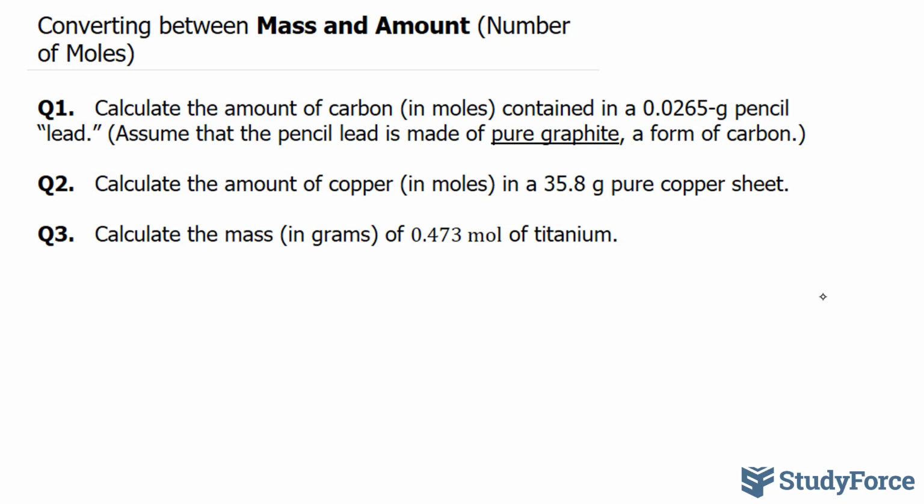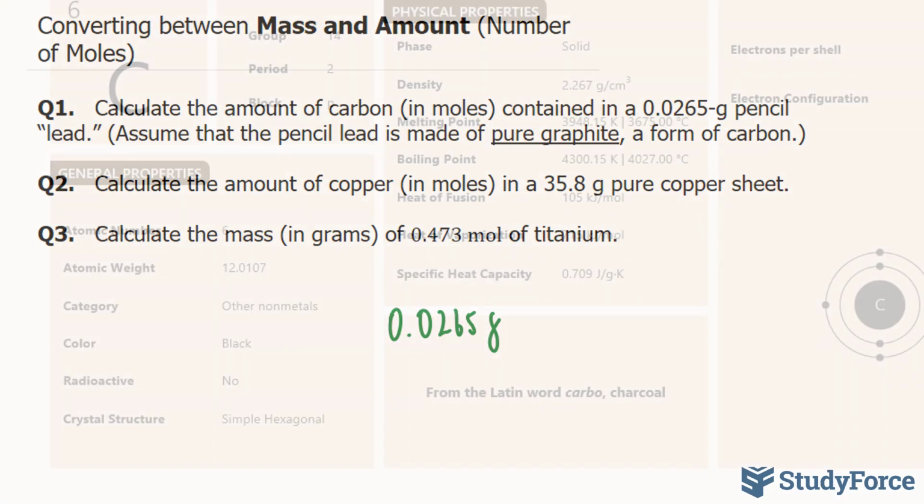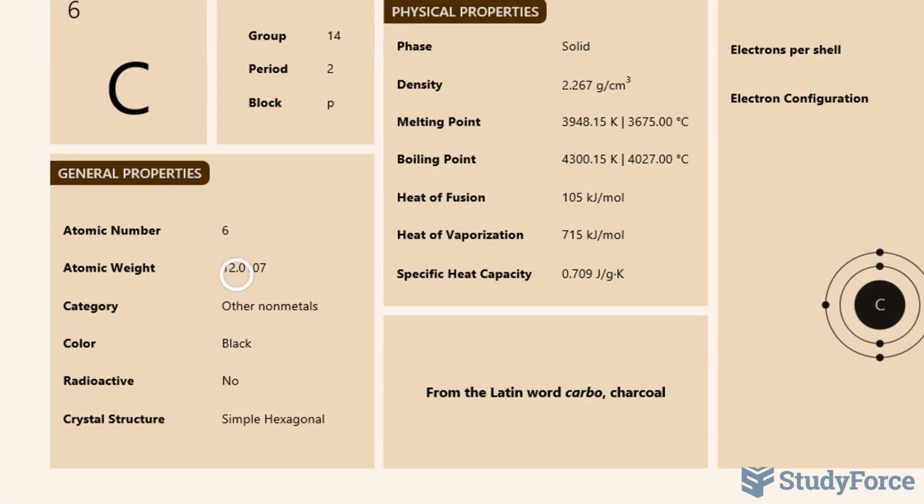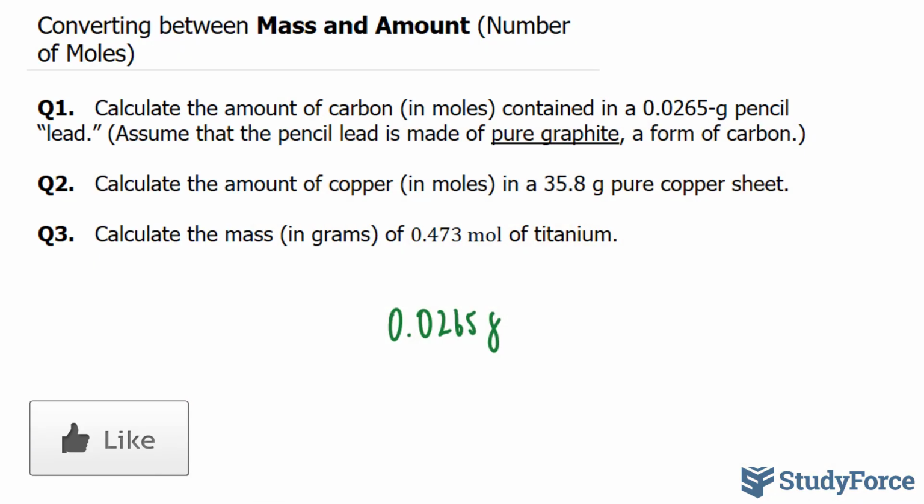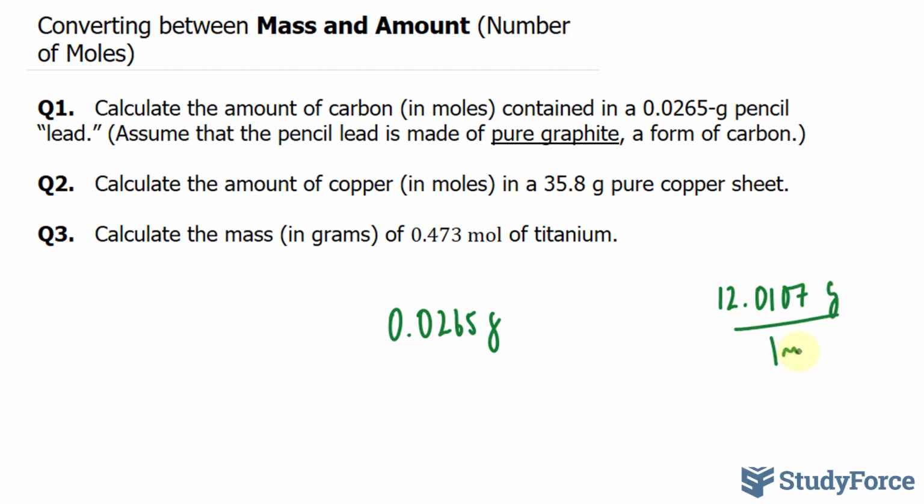What we have to do here is take the amount of carbon that's in this lead, 0.0265 grams. What we have to do now is find out what the atomic weight of carbon is, and this can be found on a periodic table. I'll pull up my periodic table now. As you can see, the atomic weight is 12.0107. So let's write that down. 12.0107, and the units here are grams per 1 mole.